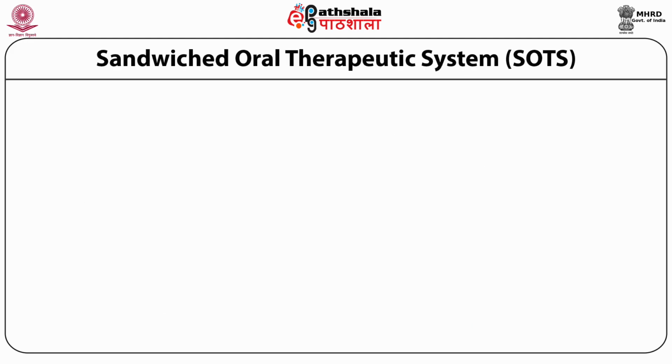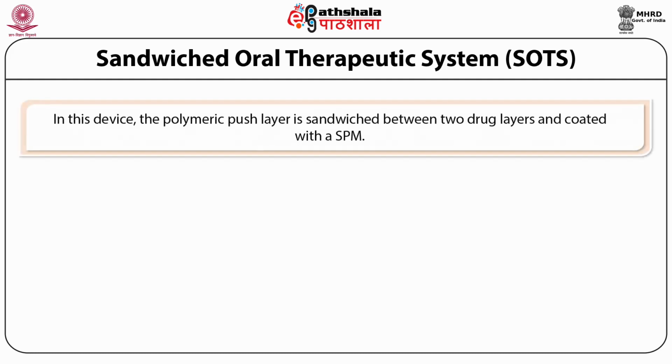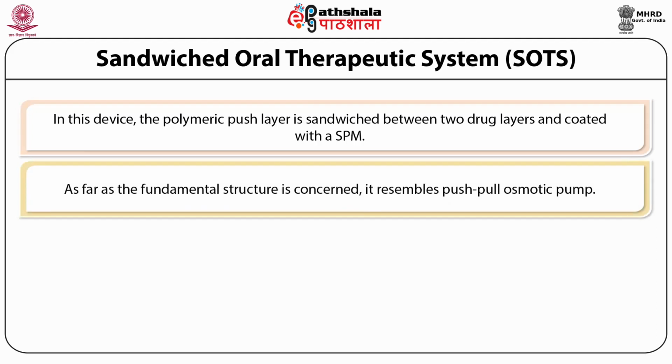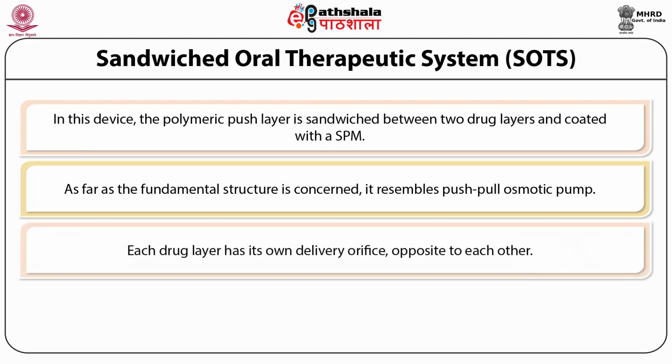This is another example of an oral osmotic controlled drug delivery system. It is called sandwich oral therapeutic system, abbreviated as SOTS. In this device, a polymeric push layer is sandwiched between two drug layers and coated with a semi-permeable membrane. As far as the fundamental structure is concerned, it resembles a push-pull osmotic pump. Each drug layer has its own delivery orifice opposite to the other.